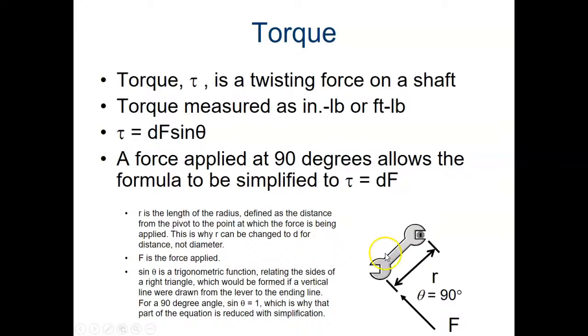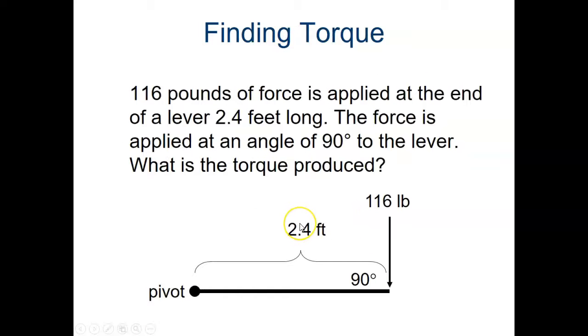This little animation just showed us the force pushing on it at 90 degrees to the distance. That gives us the ability to use distance times force. So if we have a 116-pound force applied to the end of a lever that is 2.4 feet long, and the force is applied at an angle of 90 degrees to the lever, what is the torque that gets produced?